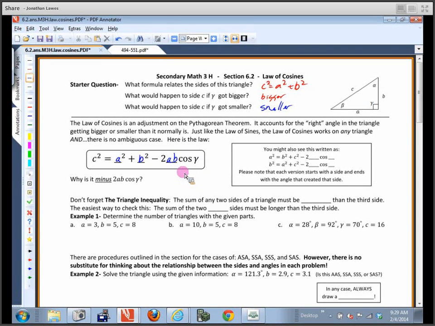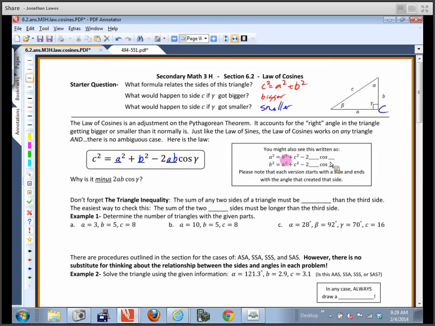Now, you can memorize 3 different formulas for this, okay? And in this book, I think sometimes they'd call this side C. I kind of like using the Greek letters. That's a little bit more standard, okay? You'll notice that it starts with the side. Everything else in between is the other 2 sides, and it ends with the angle that created that side.